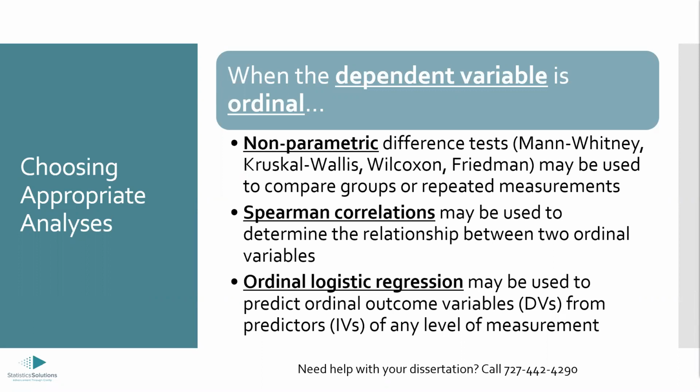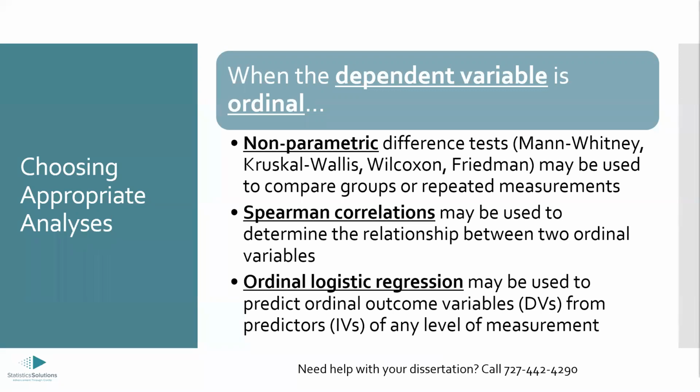The Wilcoxon test is the non-parametric version of the paired samples t-test, and the Friedman test is the non-parametric version of a repeated measures ANOVA. So these will accomplish the same things as a parametric t-test or an ANOVA will, but they are the non-parametric version of the test and may be appropriately used when the outcome or dependent variable is an ordinal level of measurement. If you're looking at relationships between variables, you have to go from a Pearson correlation to a Spearman correlation when the level of measurement is ordinal.